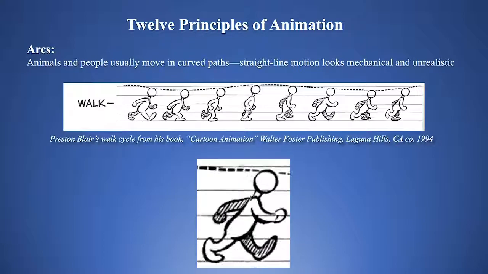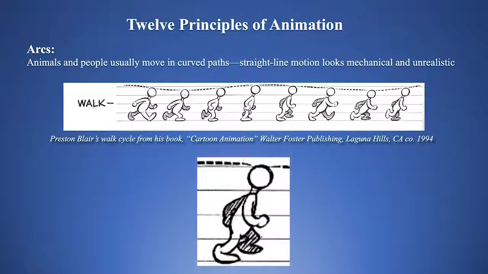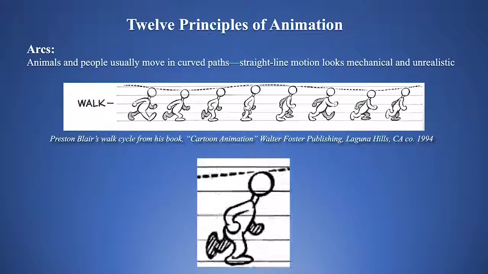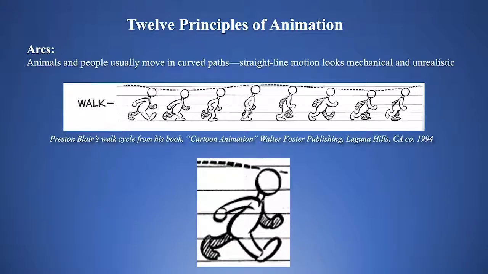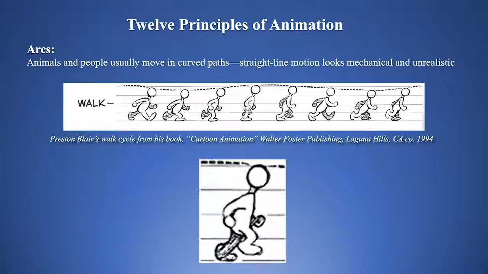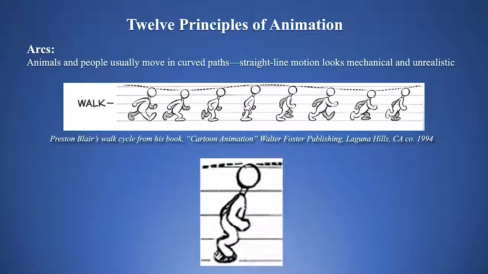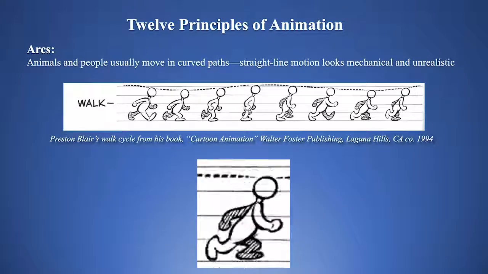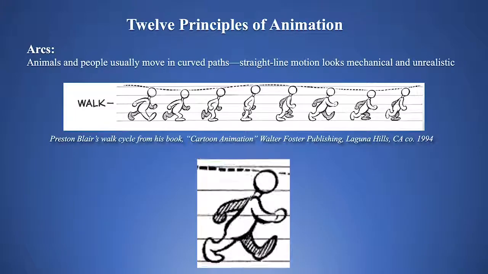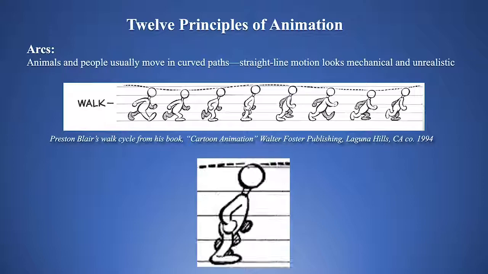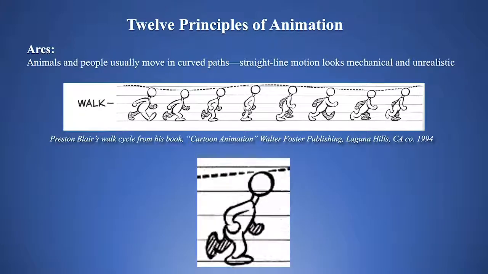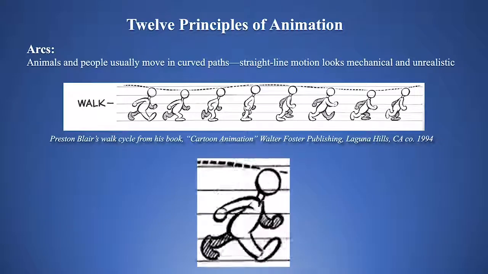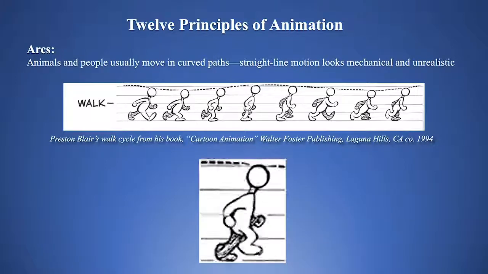Arcs. Animals and people usually move in curved paths. Straight line motion looks mechanical and unrealistic. This is Preston Blair's walk cycle from his book Cartoon Animation, which was published by Walter Foster Publishing in 1994, this one. It was written actually in the mid-50s. We used to require people to buy this book before there was so much available online. But it's a very good book if you get your hands on one and look through it. It's really good for someone who wants to do anything with character animation.